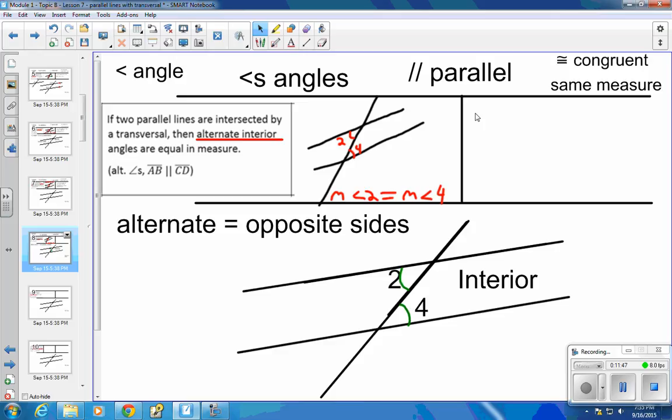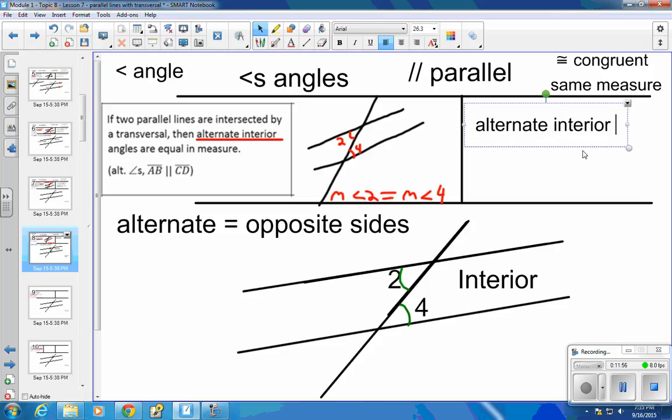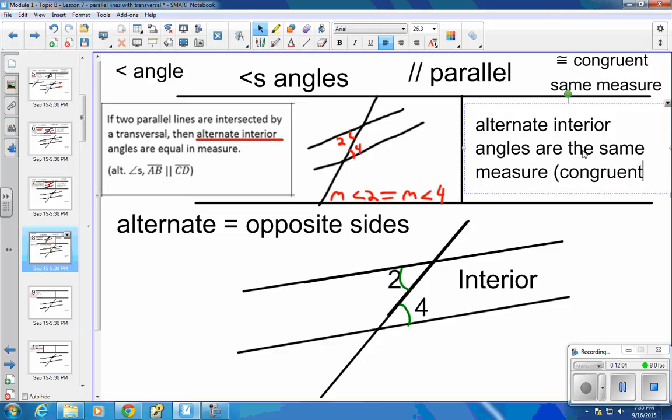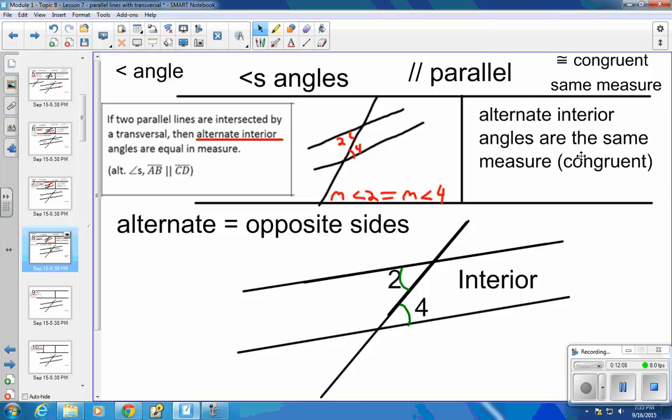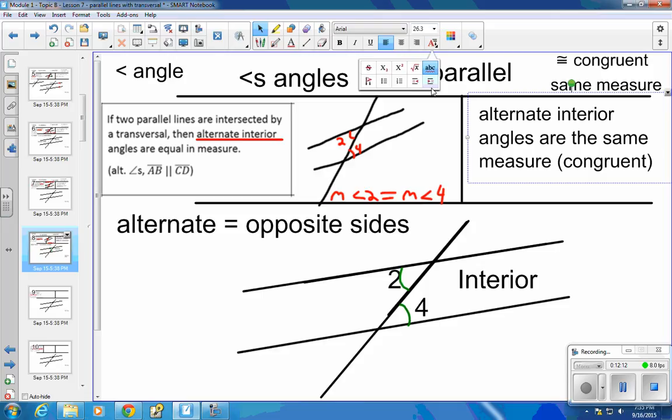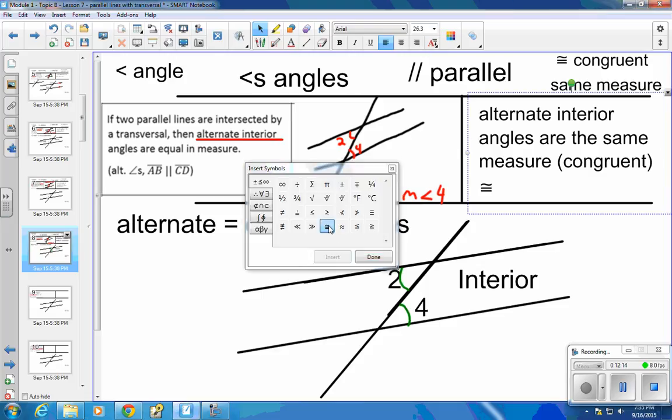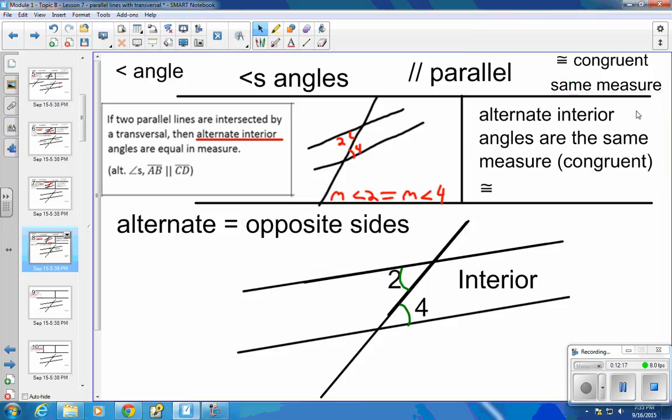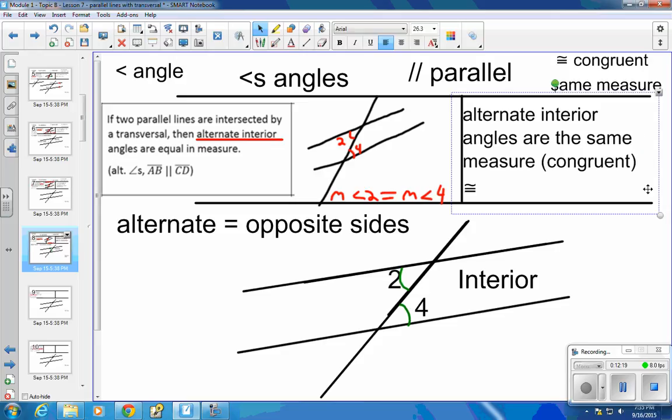And we say up here that alternate interior angles are the same measure, and we call that congruent. Okay. Alternate interior angles are the same measure, and you could be using that congruent symbol. Remember, that congruent symbol is that one. Okay. Alternate interior angles are the same measure.